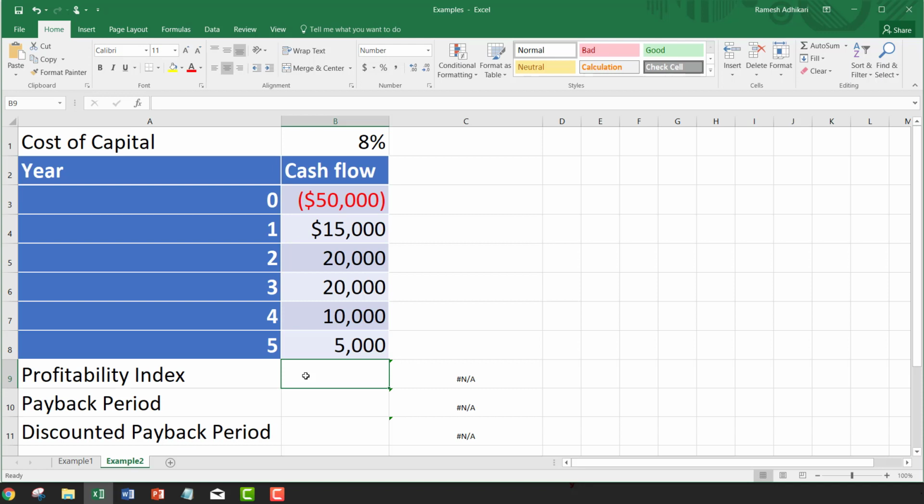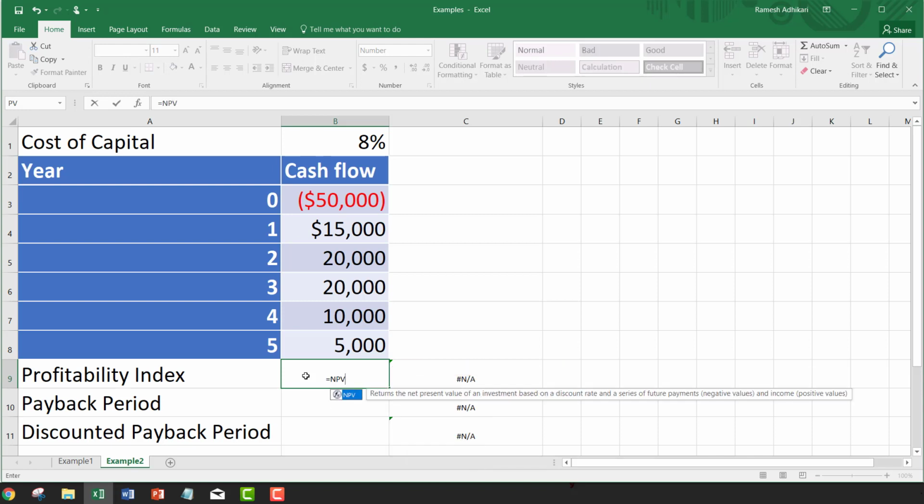So here, to begin with, we start with equal sign and we compute the present value of your future cash flows, right? So we use Excel's NPV function. So NPV, and here's your rate, the discount rate, 8%, comma, all the future values, because we want to compute the present value of future cash flow. So future cash flow means here the cash flow from year 1 to 5, right?